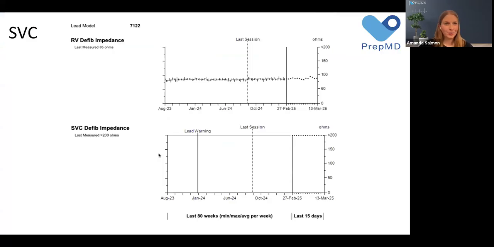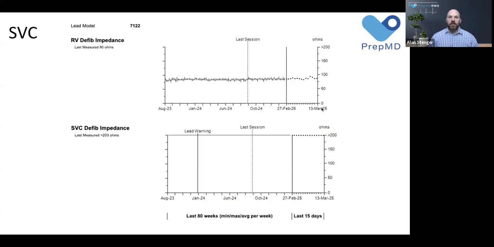So Alan's going to walk us through some issues that we might have, or when we might be concerned or not concerned with our shock impedance. Yeah, so right away we have some Medtronic lead trends here, and we can see right away the RV defib impedance, as Laura was saying, is relatively flat all the way across. So we like that. That looks good.